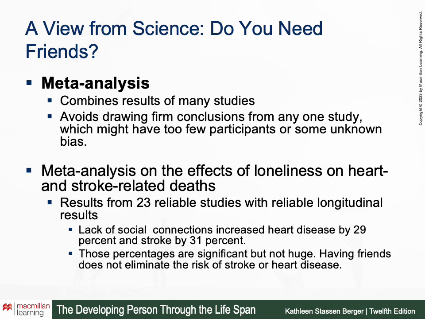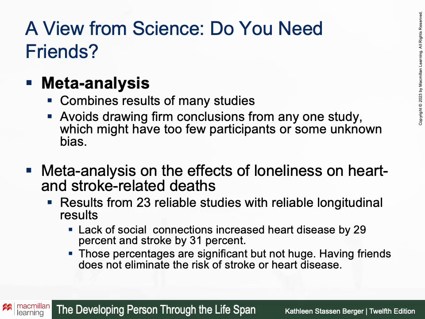So as we're looking at the question of do you need friends, we look at a scientific meta-analysis. A meta-analysis is something that combines results of many studies and avoids drawing any firm conclusions from any one study, because that one study might not have enough participants, or, like I was talking about, some kind of unknown bias. So the meta-analysis is sort of what comes from the replication, being able to look at all of the different results and then come to a conclusion.